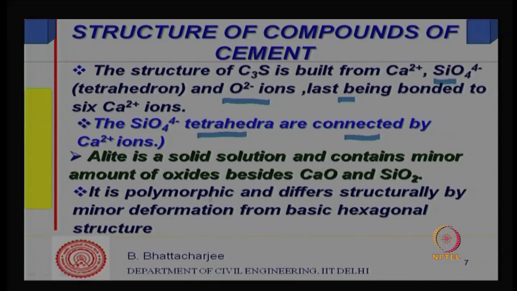Generally, it exhibits polymorphic structures, and differs structurally by minor deformations of the basic hexagonal structure. So, it has got a basic hexagonal structure. It is polymorphic, not the same crystal structure. More than one morphology exists, and all these morphologies differ from the basic hexagonal structure by minor deformations.